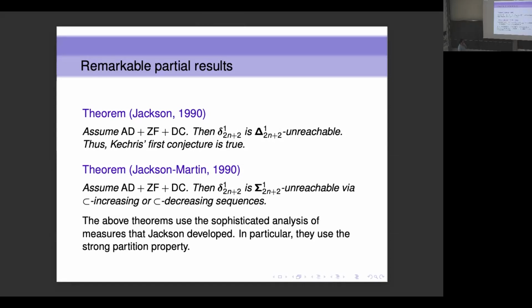And the proofs use, the main thing they use is this partition property, but the partition property comes from the Jackson analysis, the one which he used to calculate the deltas. Yeah. So there's a very sophisticated calculation of exactly what kind of ultrafilters exist on these deltas. And yeah, we have to do that if you want to. Yeah, anyway, so he used it.